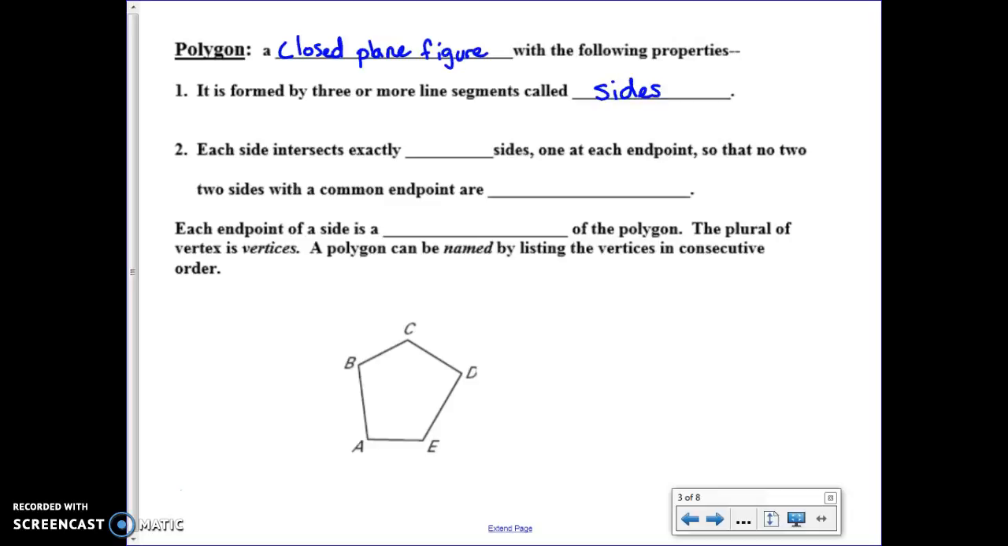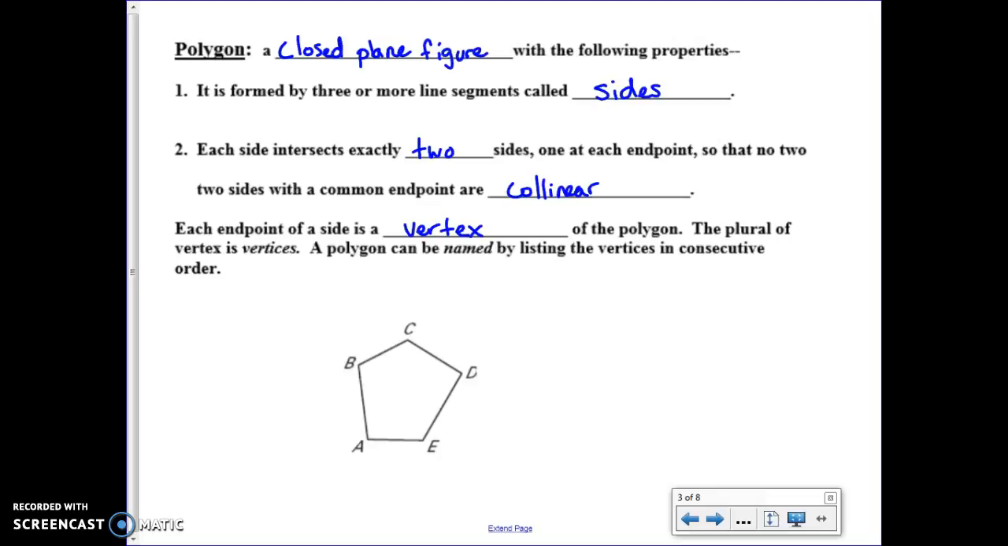Each side intersects exactly two sides, one at each endpoint, so that no two sides with a common endpoint are collinear. Each endpoint of a side is a vertex of the polygon. The plural of vertex is vertices.